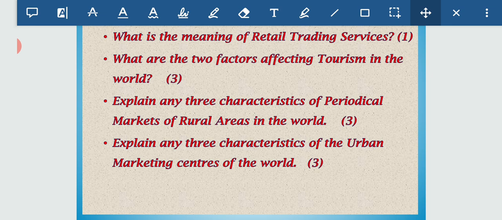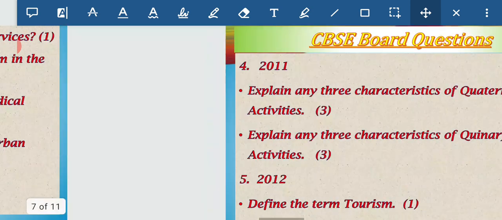Now, just one thing: where you find that the questions are repeated, you write the answers of only those questions that are not repeated. If it is a repeated question, no need to repeat the answer each and every time. Okay? If it is already done in your copy, then there is no need to repeat the answer as the questions are repeating in the following years.